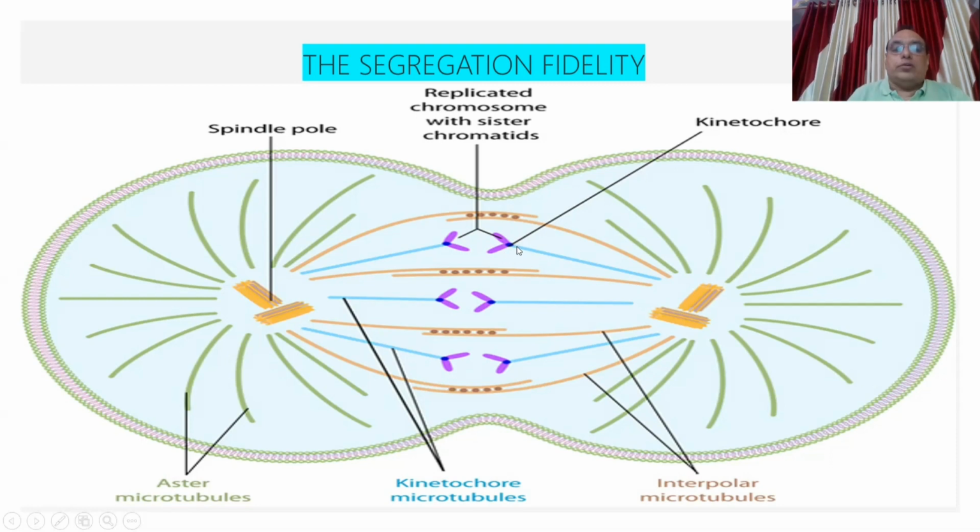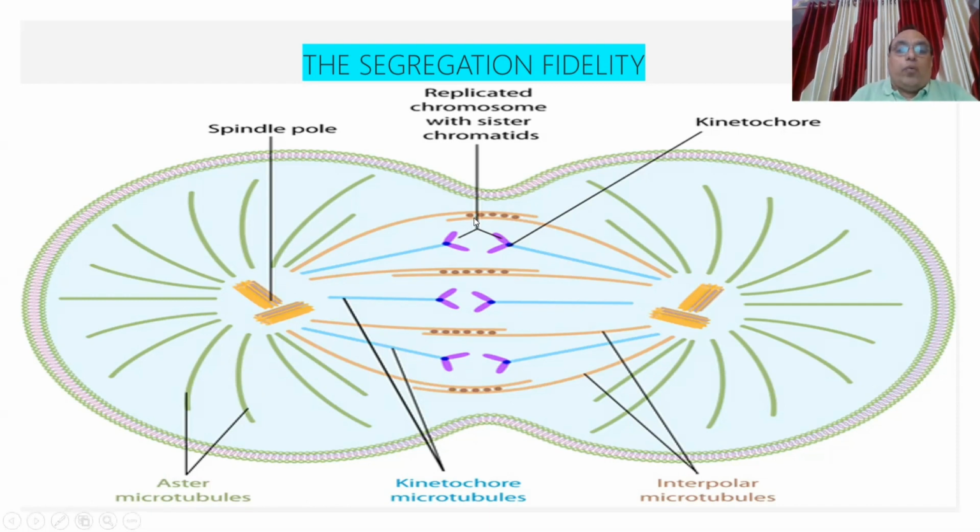Say, for example, if this particular attachment did not materialize, what will happen? This chromosome will not be pulled apart to this pole. So this dividing cell will have one additional chromosome, and it will create all sorts of problems. It will create an aneuploid cell, and that aneuploidy will change the behavior of the cell, and the cell will go haywire.